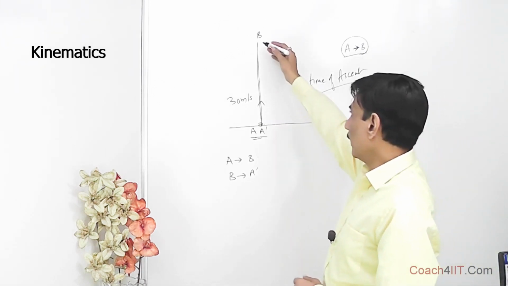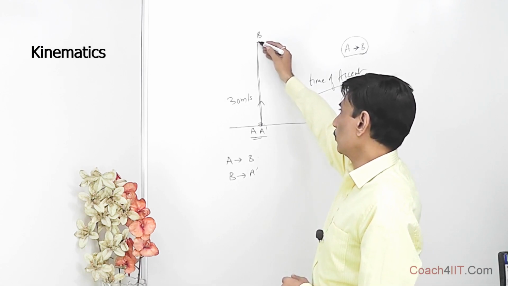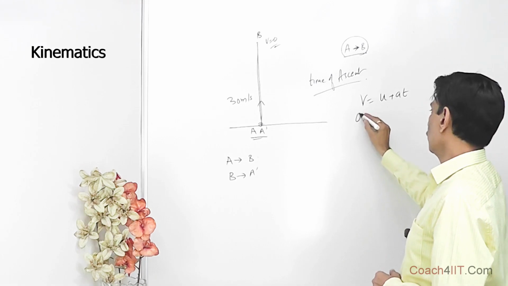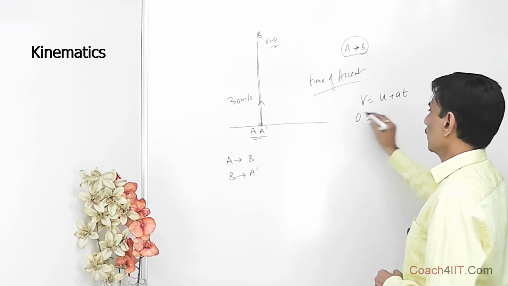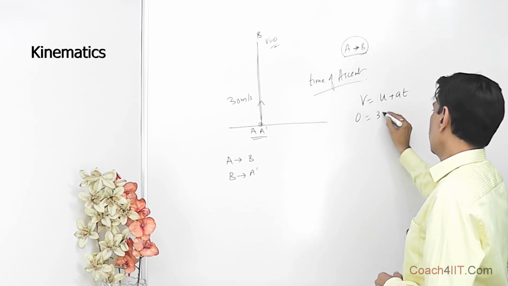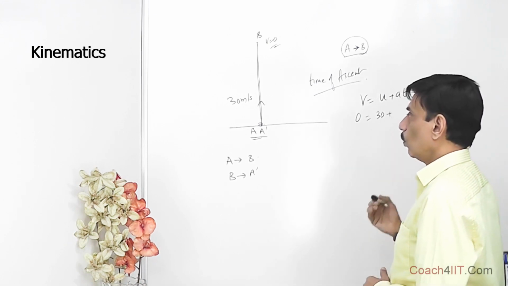When we say this is the highest point, obviously over here at the highest point, the velocity of the body is going to be equal to 0 only. So 0 is equal to U. U is at A only, it is 30 meter per second, it has been given. So 30 plus A. Now acceleration.